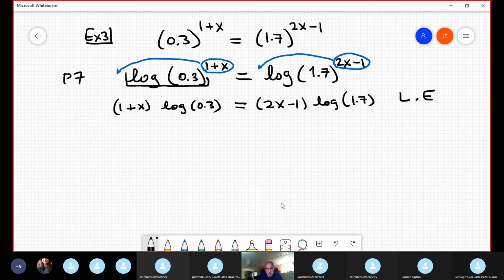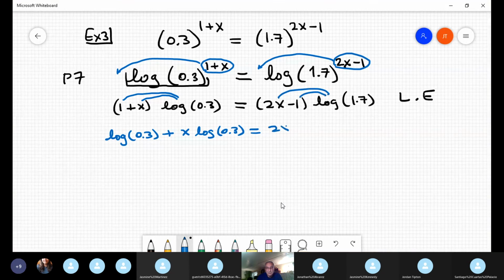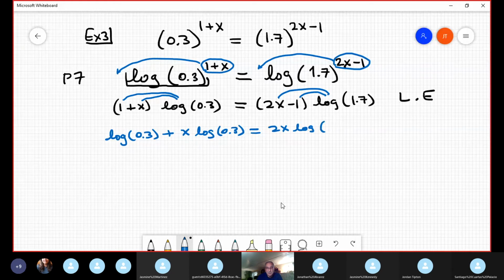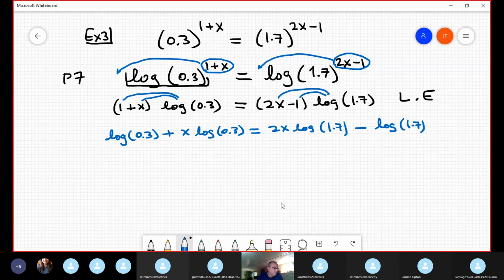And you apply the things you know from algebra. You apply the distributive property: you multiply this guy times this guy, times this. Then you have log 0.3 plus x times log of 0.3. Likewise here, the multiplication is 2x log 1.7 minus log 1.7. So far, does everyone agree or disagree?